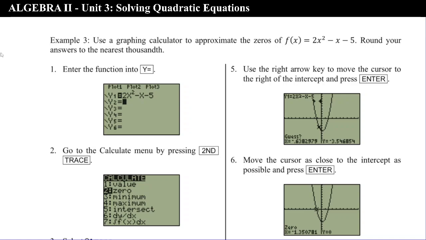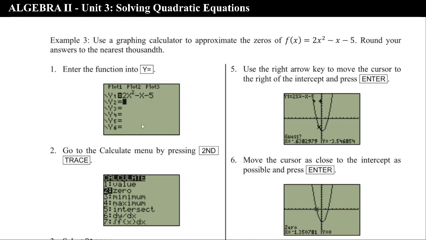So say we wanted to find the zeros, or approximate the zeros for 2x squared minus x minus 5, and then we want to round our answers to the nearest thousandth. The first thing you're going to do is enter the function into y equals. You're going to see on a graphing calculator a y equals key. It will be the top left-hand key right under the screen. You're going to type in there what your function is, and the screen will look very much like this. After you've typed it in and hit enter, then this is what your screen will look like.